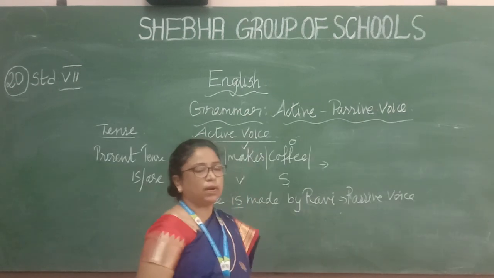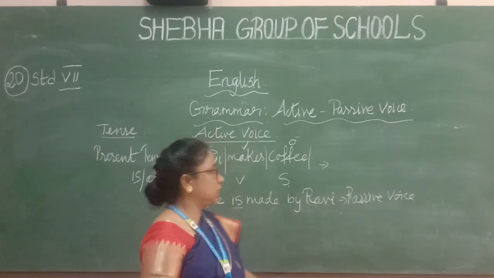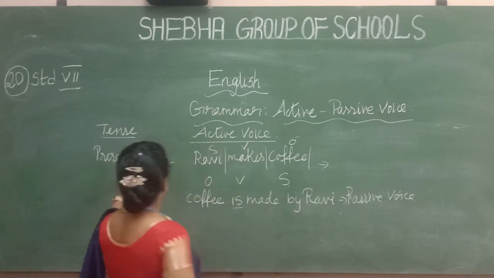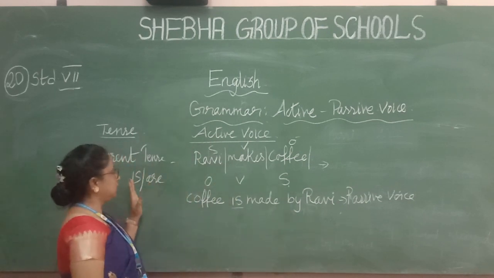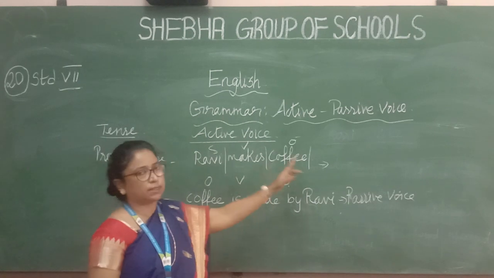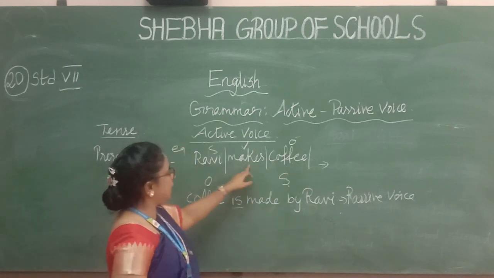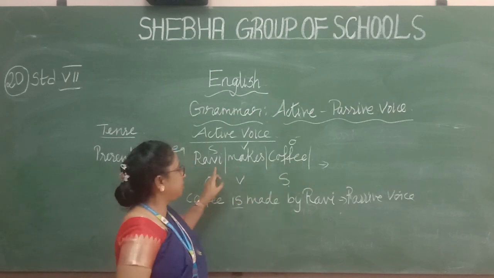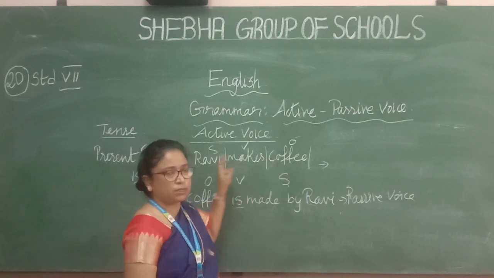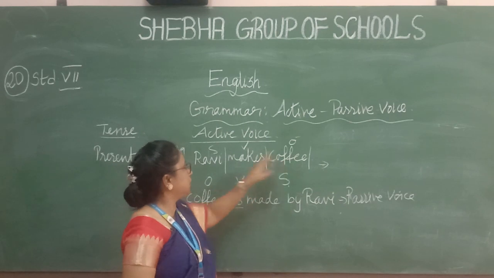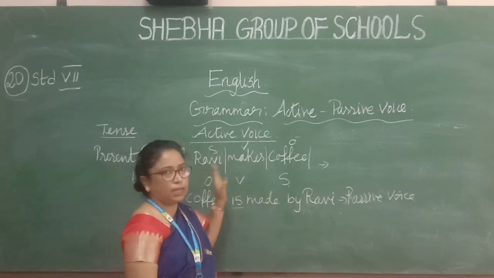Okay. Now according to the tense, you see how it changes. Now first I am taking the present tense. So in present tense, I have given you an example. In active voice I have given "Ravi makes coffee." Subject, one verb, one object. So SVO. Okay, SVO I have given.